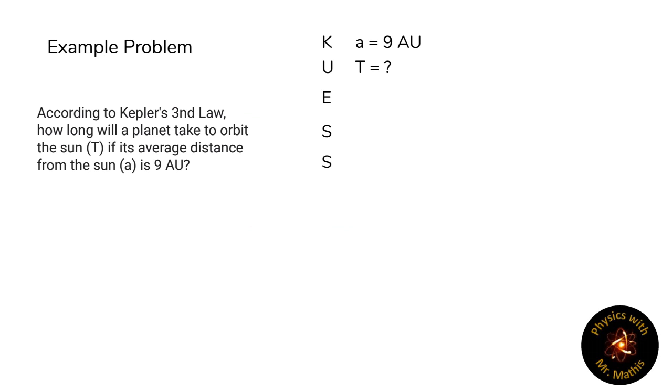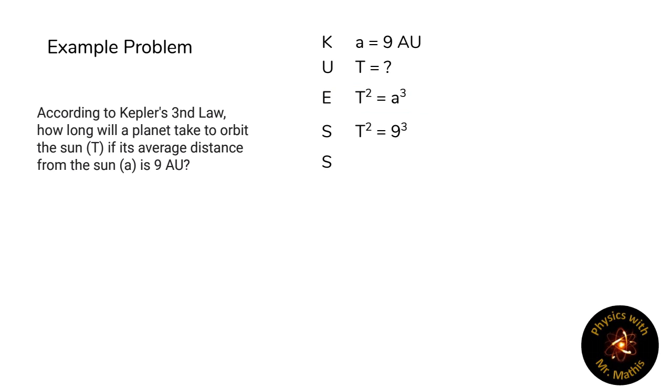This problem only has one known value. It tells us that the average distance of the planet from the Sun is 9 astronomical units. So our known is a equals 9 AU. Our unknown is the orbital period, because the question asks us how long the planet will take to orbit. So T, the orbital period, is our unknown. It's no surprise that we're going to use the Kepler's third law equation to solve this. T squared equals a cubed.